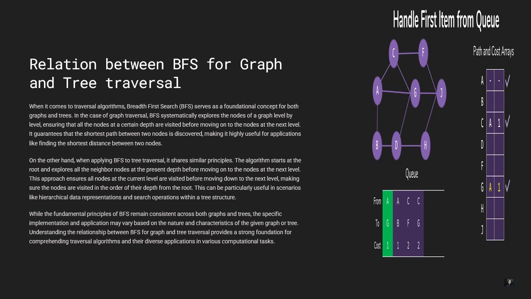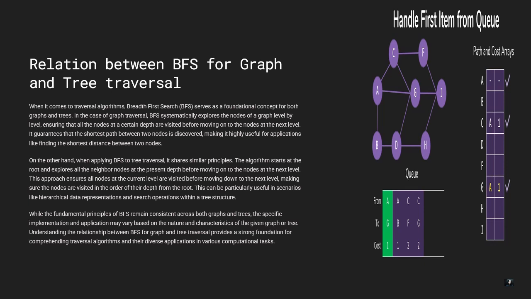On the other hand, when applying BFS to tree traversal, it shares similar principles. The algorithm starts at the root and explores all the neighbor nodes at the present depth, moving on to the nodes at the next level. This approach ensures all the nodes at the current level are visited before moving down to the next level, making sure that the nodes are visited in the order of their depth from the root. This can be particularly useful in scenarios like hierarchical data representations and search operations within a tree structure.